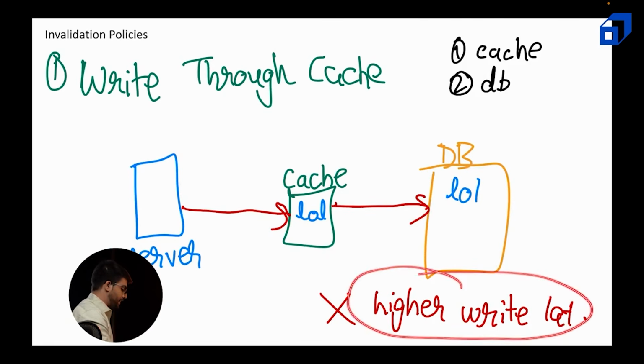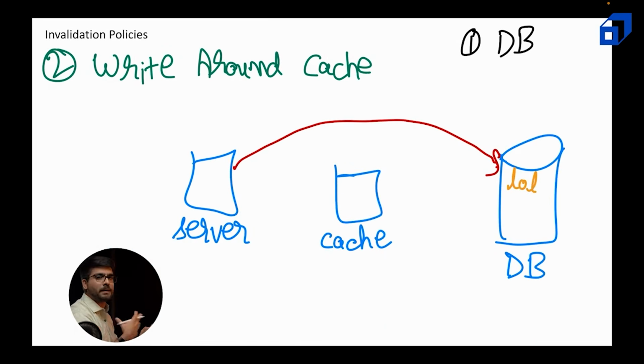We had a higher write latency, and if the access pattern was such that the recently written information is not going to be read in a short duration of time, then it's leading to higher write latencies. So for those use cases, this is a workaround. We can use the write around cache and try to get rid of that disadvantage.